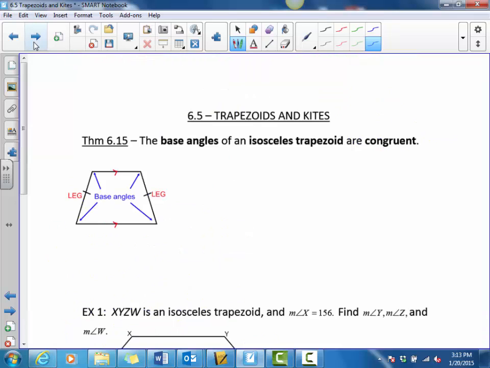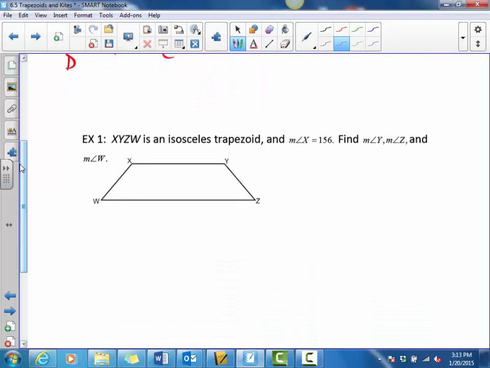So now let's get through some of our notes. All right, so trapezoid and kite. Theorem 615 says that the base angles of an isosceles trapezoid are congruent. So really what that means is if I were to label this trapezoid A, B, C, D, that means that angle C is congruent to angle D, and it means that angle B is congruent to angle A. Okay? So that's what theorem 615 says.